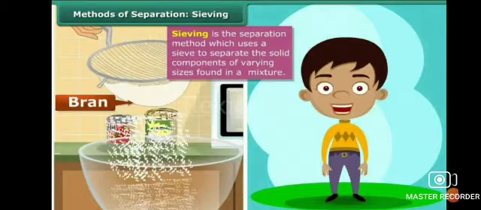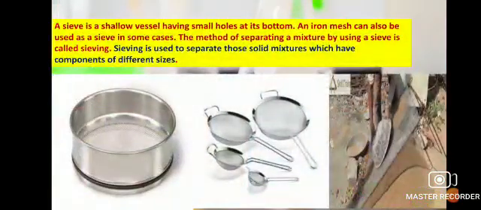Now, sieving. Before I say what sieving is, you first have to know what a sieve is. Here in this picture, can you see different utensils? This is actually a sieve. A sieve is a shallow vessel having small holes at its bottom. I think at your home you have seen this type of utensil, a shallow vessel having small net-like holes at the bottom. Sometimes an iron mesh like this, which you will find in construction work, can also be used as a sieve in some cases.